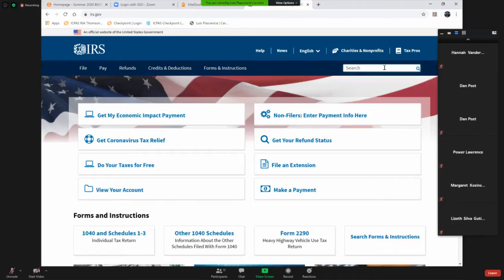So you're going to look at the IRS website, irs.gov. They changed it; it's pretty user friendly. Some of you may already be familiar with this. You can make a payment here, and you can get information on tax relief and so forth. But as it relates to forms, I think it's better to just use the search function.